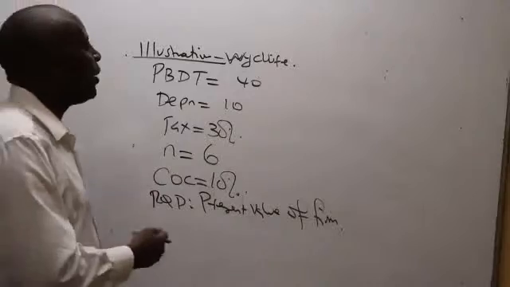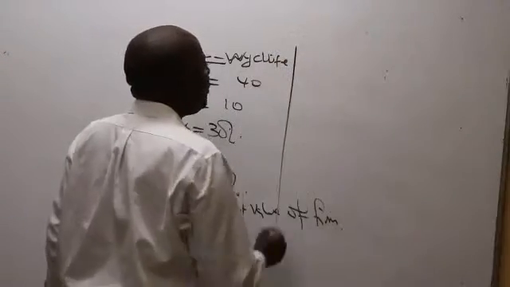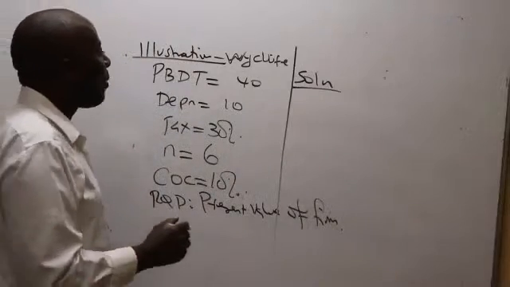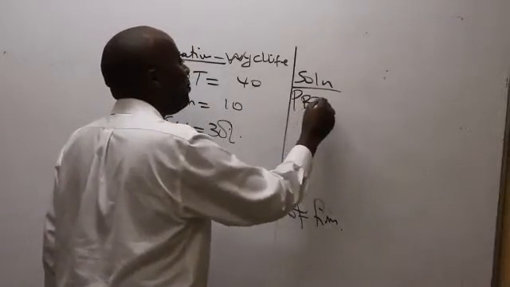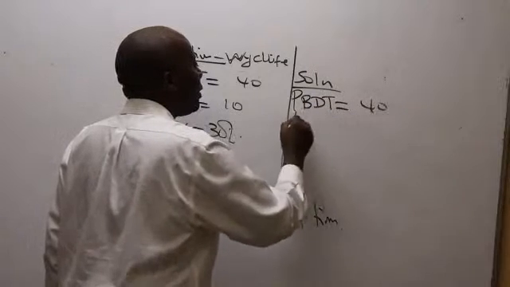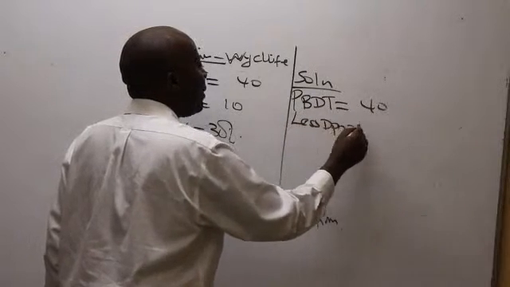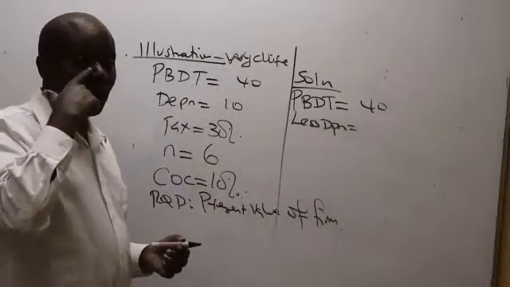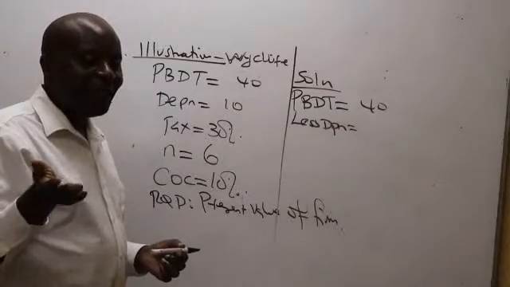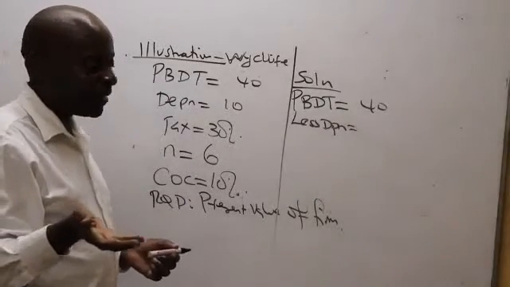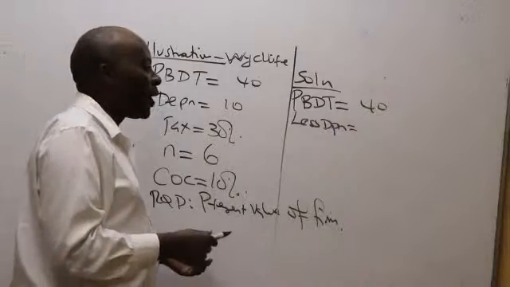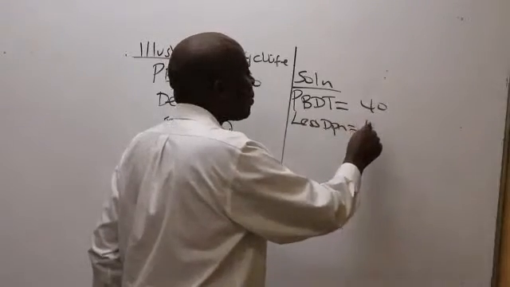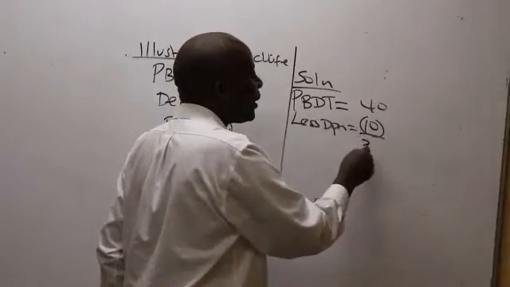So if you allow me here, I'll be able to come and use the longer approach. So solution, the longer approach: we know that our profit before depreciation and tax is 40. So come here and less depreciation. Remember, for us in finance, depreciation is tax allowable. Capital wear and tear, whatever type of capital allowance, depreciation is allowable. So subtract this depreciation of 10. When you subtract this, it gives me 30.